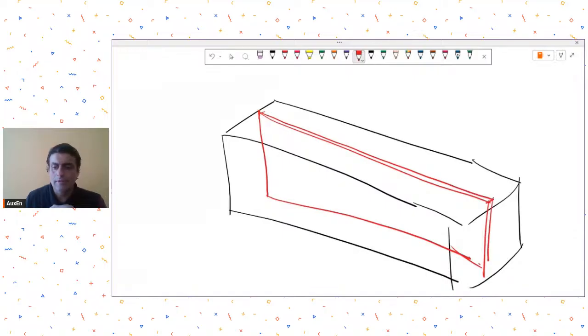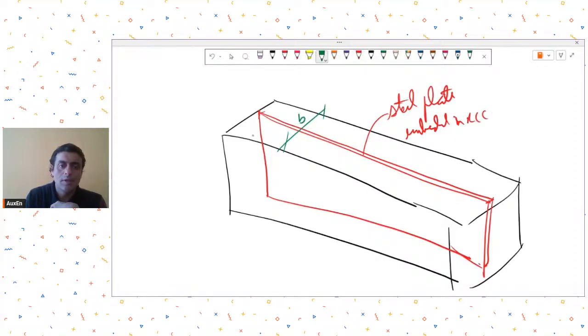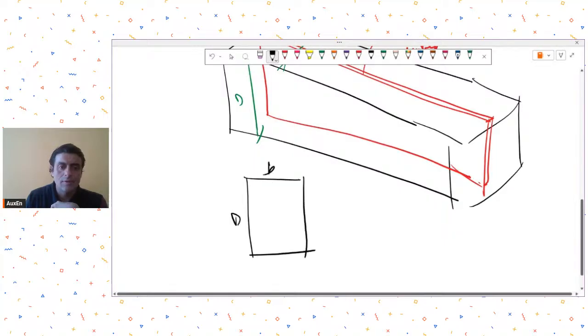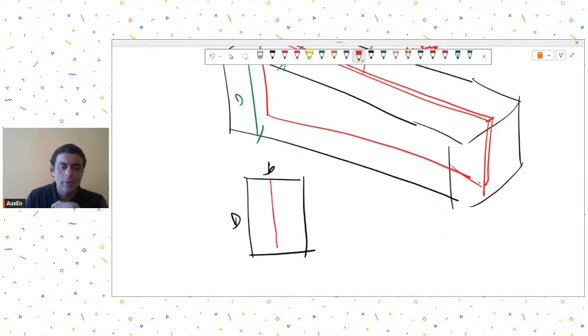So this is a steel plate embedded in an RCC beam. If I were to draw a sectional view, let's say this is my B, this is my D, then my section would look like this: this is B, this is D, and then there is a steel plate like this. Now the reasoning for providing this steel plate is that it is going to take shear. So to take shear, this type of steel plate is provided.